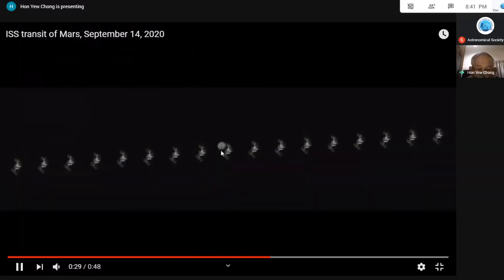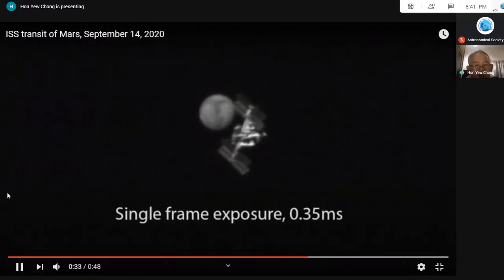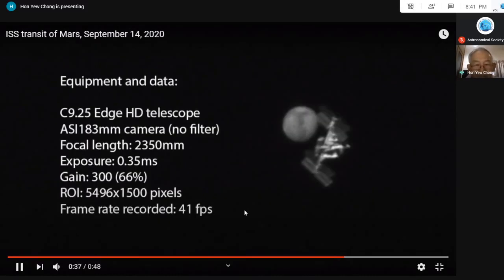So basically, he will now add on until it comes closer. There you are, closer to it. So from the right to the left is a fraction of a second. It's 0.35 millisecond. Very, very fast. And he was able to capture it.